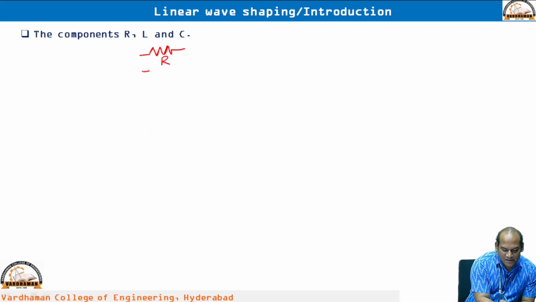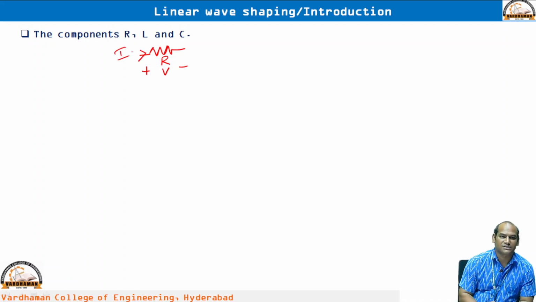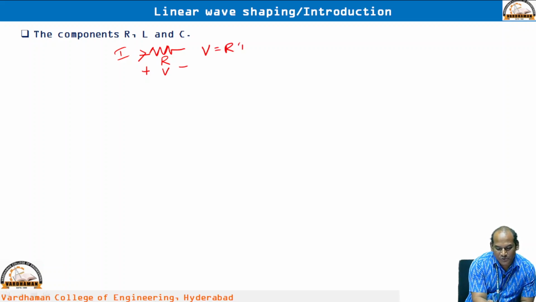If you apply a certain amount of voltage across the resistor R, then the current I flows through the resistor, from higher potential to lower potential. The relation among these three, voltage V, current I and resistor R, is given by Ohm's law, that is V is equal to R into I, and this is similar to the linear equation y is equal to mx.